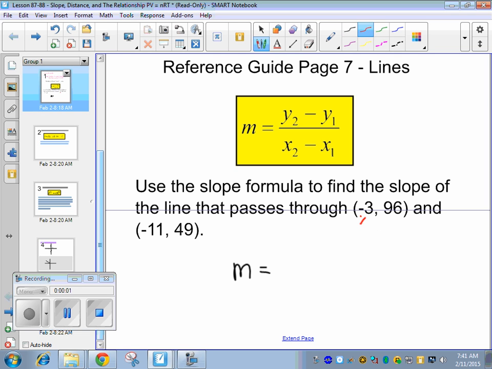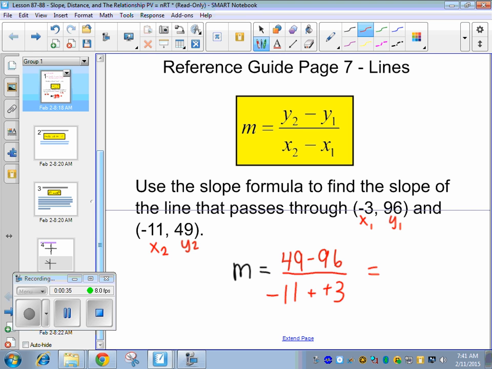Okay, so remember we have x1, y1, x2, y2, and you can put those in the other order if you want, but we need to do the y minus the y and the x minus the x and be consistent. So I'm going to do this y minus this y, so 49 minus 96. And at the bottom I'm going to do the second x minus the first x. We are subtracting a -3, so that means we're going to add in the denominator.